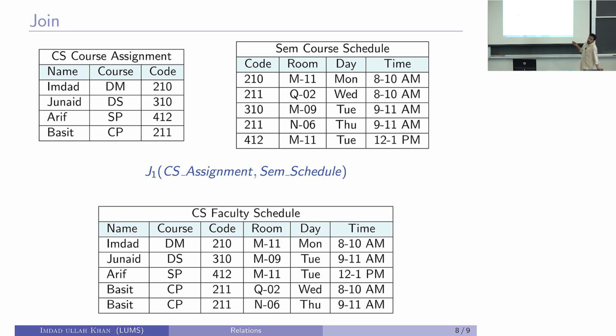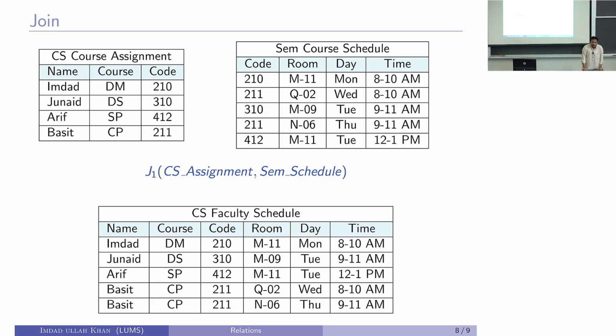So, 211 is computer programming, let us say CP, and it has 2 sections. 211 has 2 sections. So, Basit CP and 211, why is it not joined or concatenated with the first row? Because the last coordinate here is 211 and the first coordinate there is 210. They are not the same, that is why those pairs will not be joined, okay. Why is it not done with the third one? Because this is 211 and this is 310. I have Basit CP 211 Q02 room number Wednesday. So, this is why we get here Basit 211. These are 2 different rooms, 2 different times where Basit is going to teach CP. These are 2 different sections.